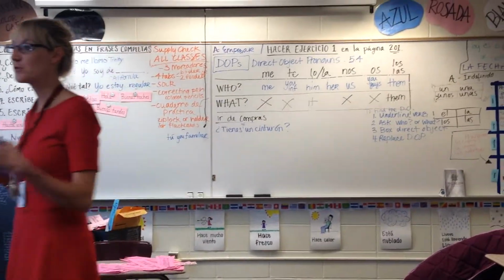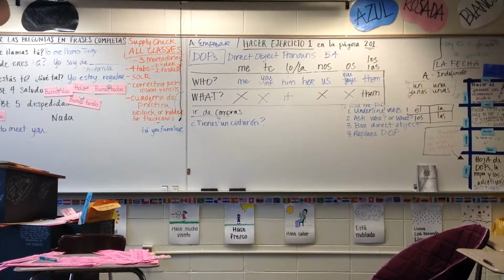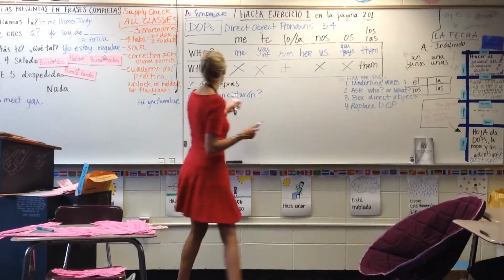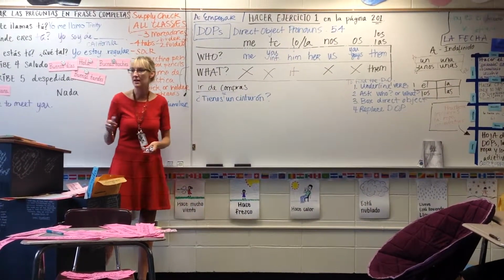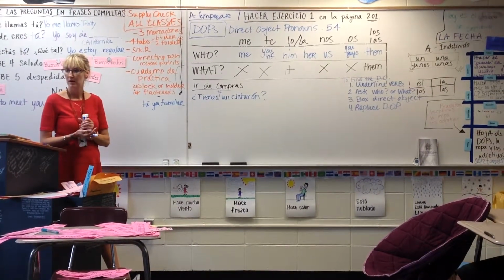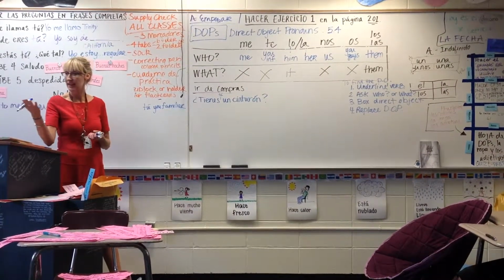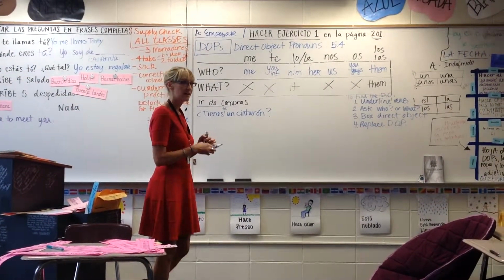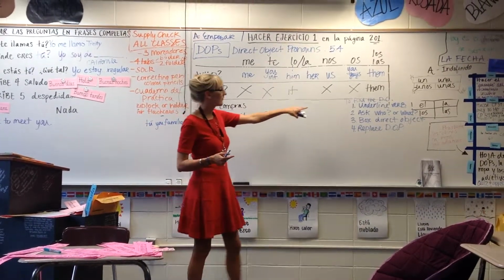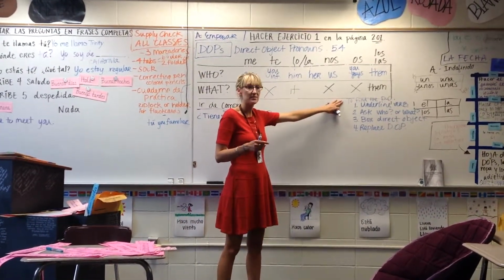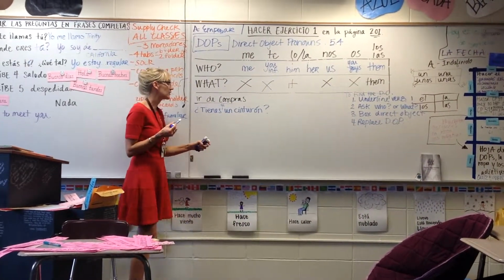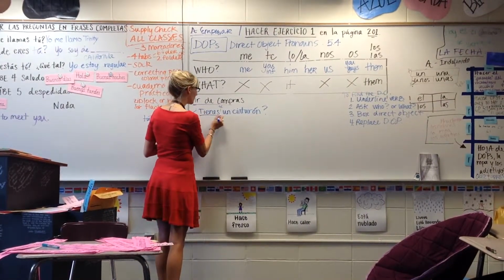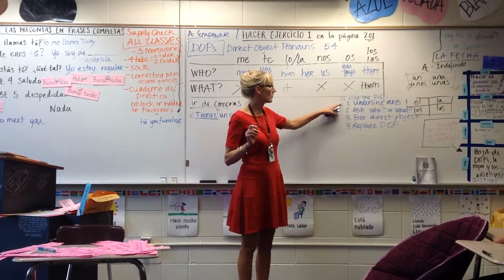Now, we need to go through a few steps first to find out what our direct object is. So how do you find the direct object? What's step number one? It's a noun. Okay, you know it's going to be a noun. Good. First thing that we're going to do to find the direct object of a sentence, you're going to find and underline the verb. So, what is our conjugated verb in the sentence? Tienes. First you underline your conjugated verb.